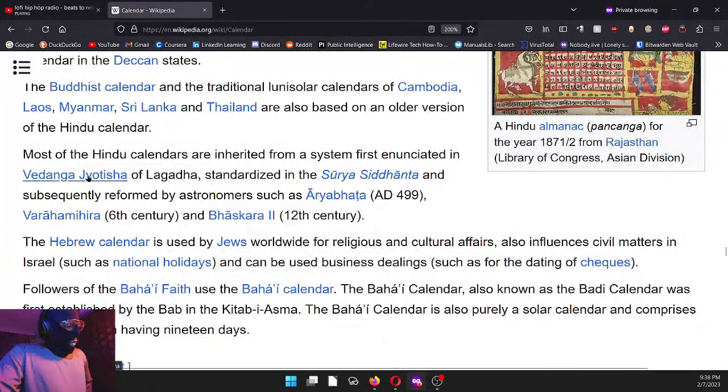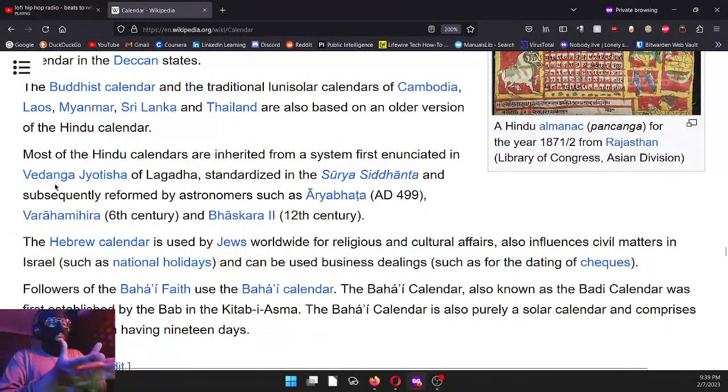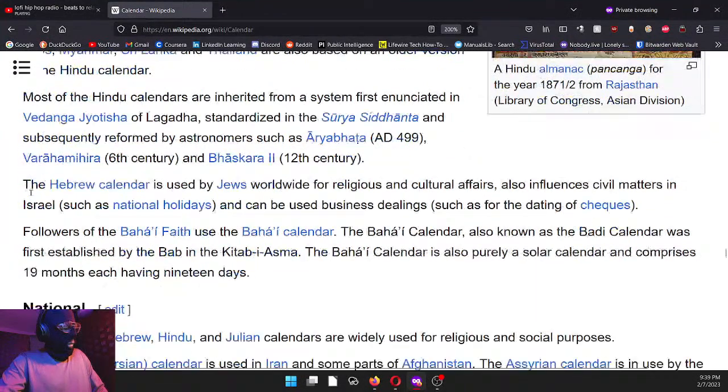Interesting. It just shows how the world is entangled. Everything circles by. Most of the Hindu calendars are inherited from the system first enacted in the Vedanga Jyotisha of Lagadha.